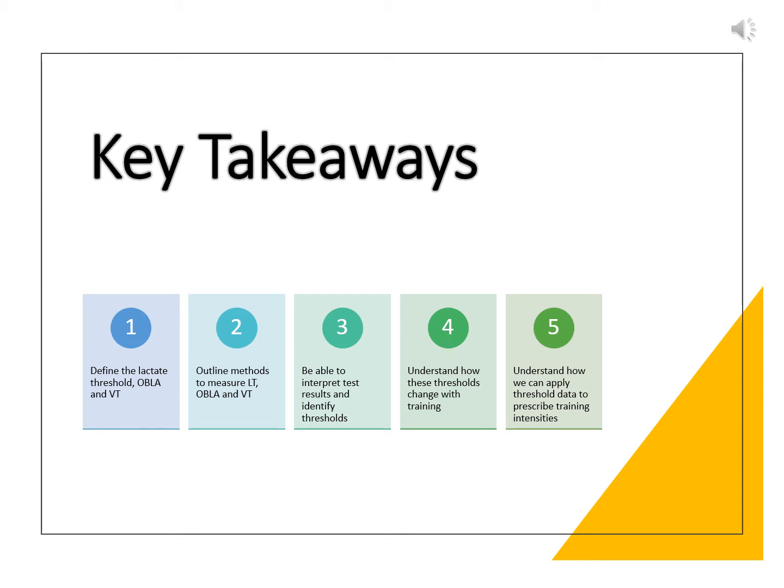Thirdly, you need to be able to interpret test results and identify the thresholds on a graph or a set of data, and understand how these thresholds can change with training, so how they adapt to chronic stimulus. So remember the difference between chronic and acute adaptations, and then understand how we can apply threshold data to prescribing training intensities.